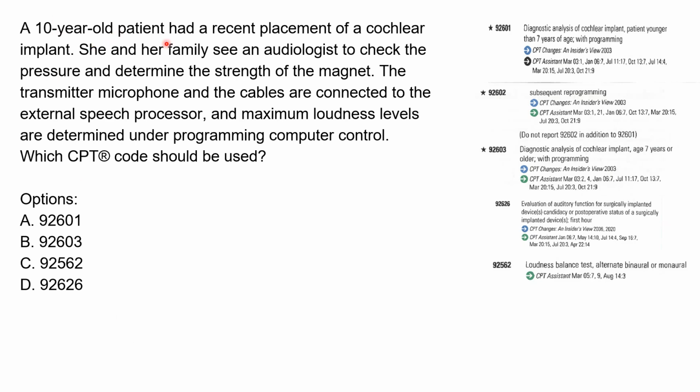A 10-year-old patient had a recent placement of the cochlear implant. She and her family see the audiologist to check the pressure and determine the strength of the magnet. The transmitter microphone and the cable are connected to the external speech processor, and maximum loudness level are determined under the programming computer control. Which CPT code should be used? And we have this particular option. So kindly go through this and tell me the answer.